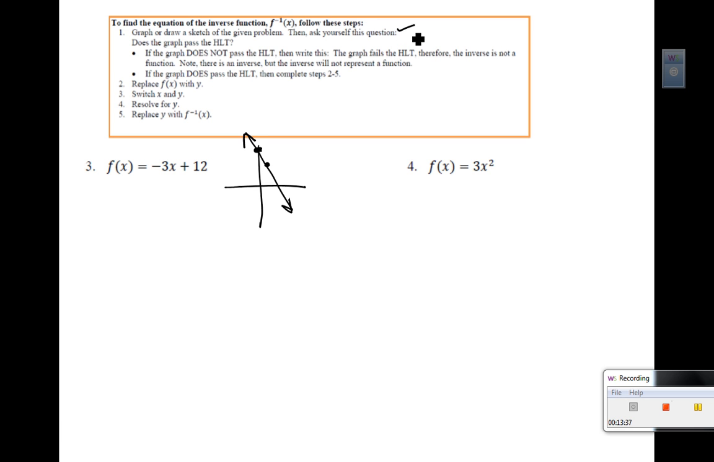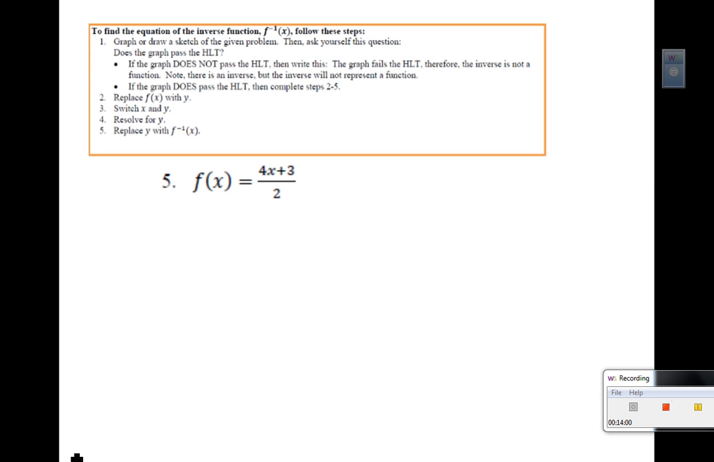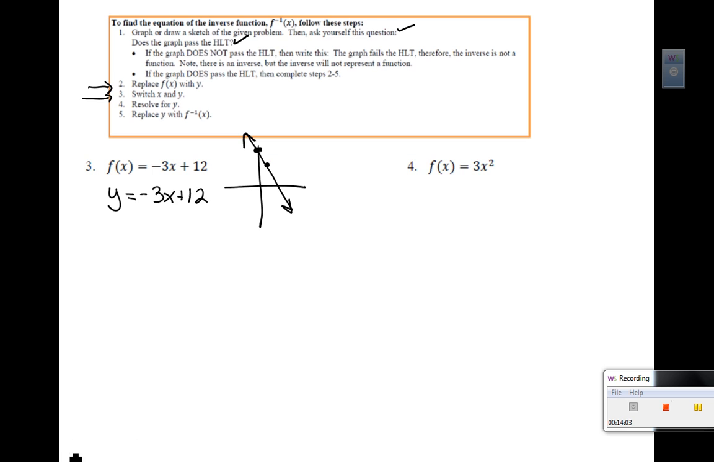So we've done this. We graphed it. Now, does it pass the HLT? The answer is yes. So now we're down here at step number 2. So here goes these steps again. Replace f of x with y. So I'm going to write down y equal negative 3x plus 12. I'm going to go to step 3, switch x and y. So I'm going to have x equal negative 3y plus 12.